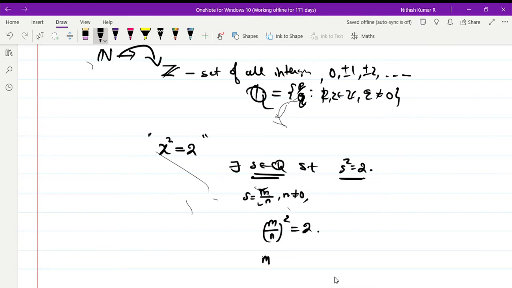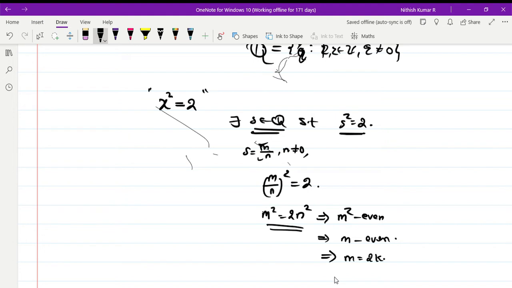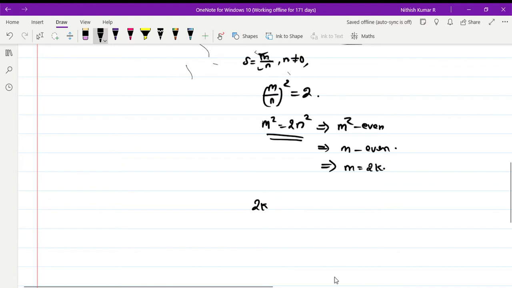Or this says m square is equal to 2 into n square, now this implies m square is even, but then this m square even implies m is even. Now m is even, so we shall take m equal to 2 into k. Now my equation, that is m square equal to 2 n square, becomes 2k whole square is equal to 2 into n square.